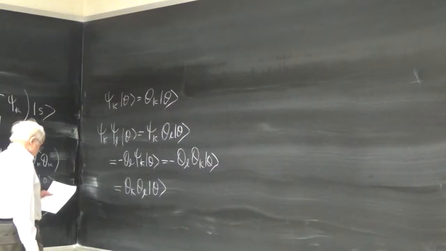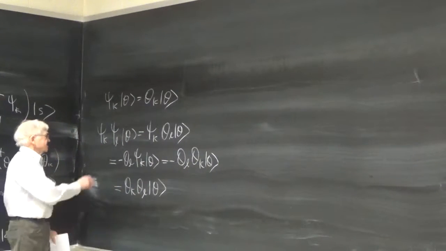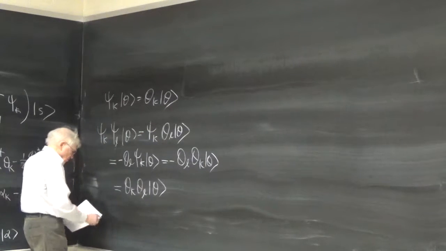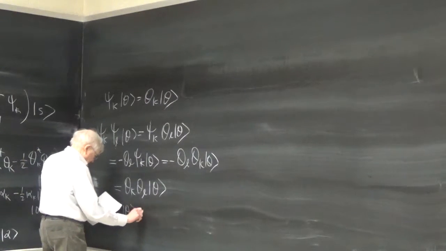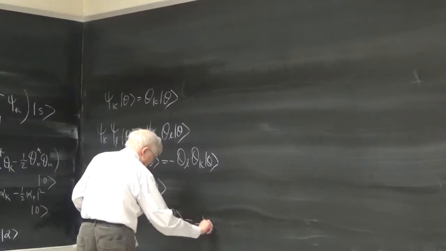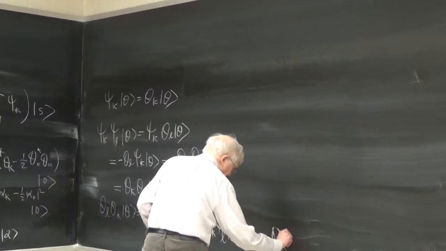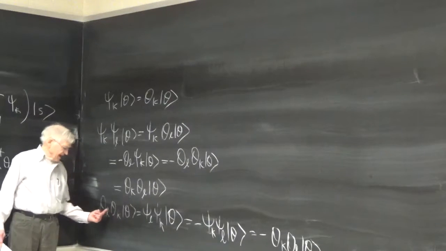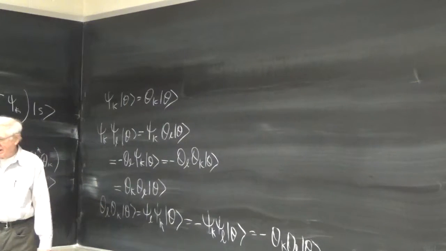And since the fermionic operators anti-commute, their eigenvalues must anti-commute. And one way of saying that is theta l, theta k on theta is psi l, psi k on theta, and this is minus psi k, psi l on theta, and this is minus theta k, theta l on theta. So what we see is that the eigenvalues of a fermionic operator have to be anti-commuting variables, Grassmann variables.